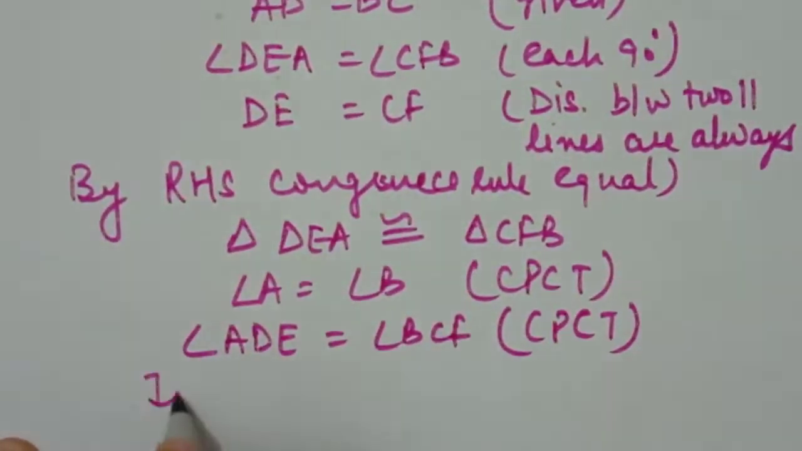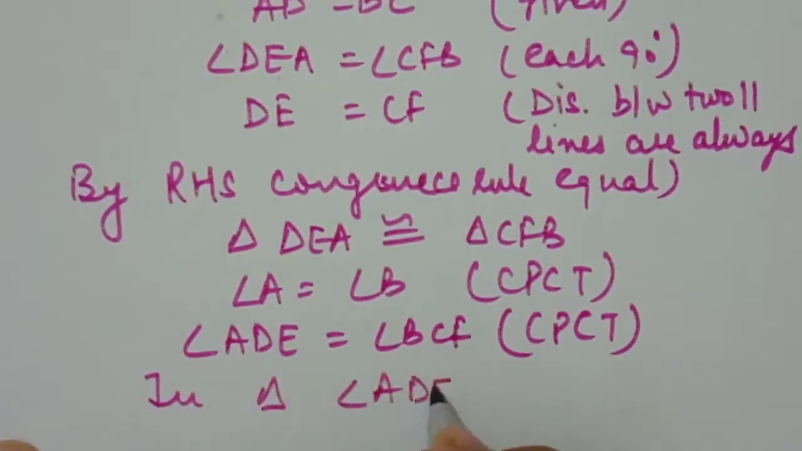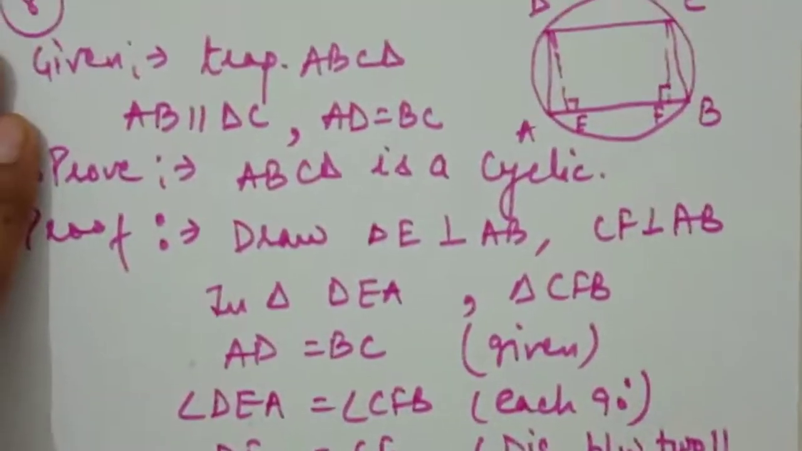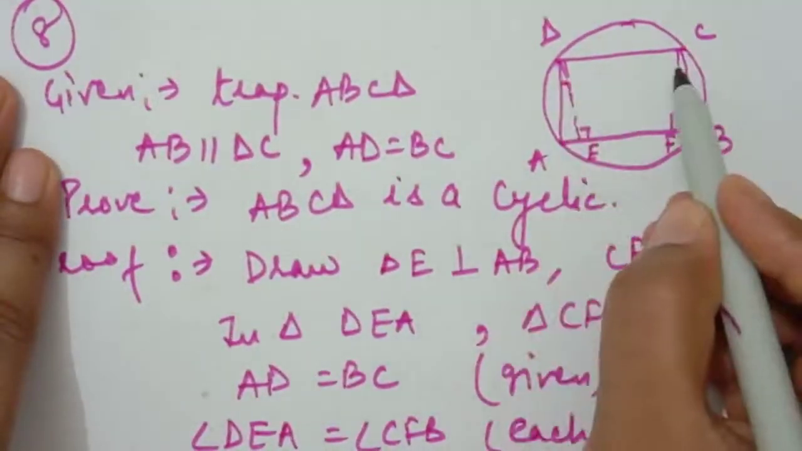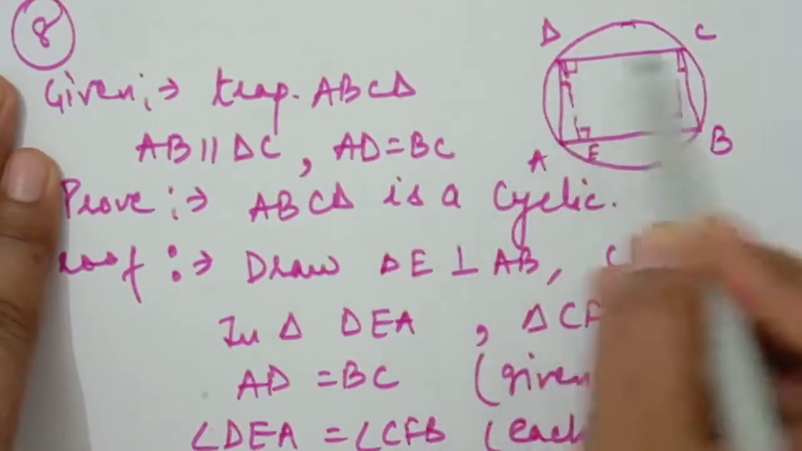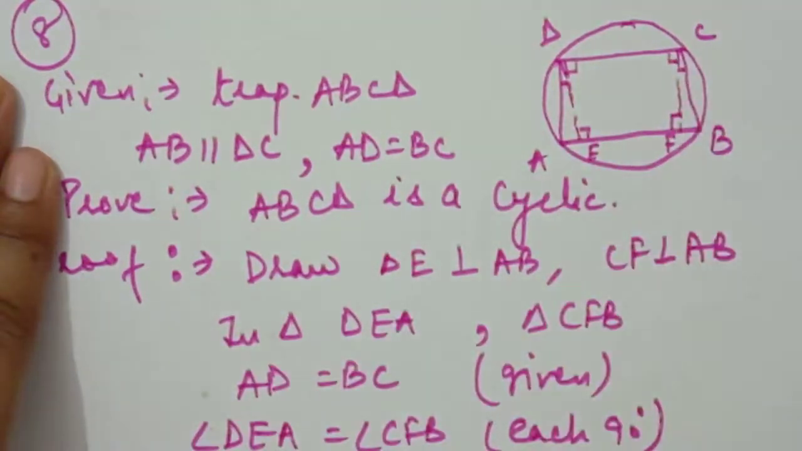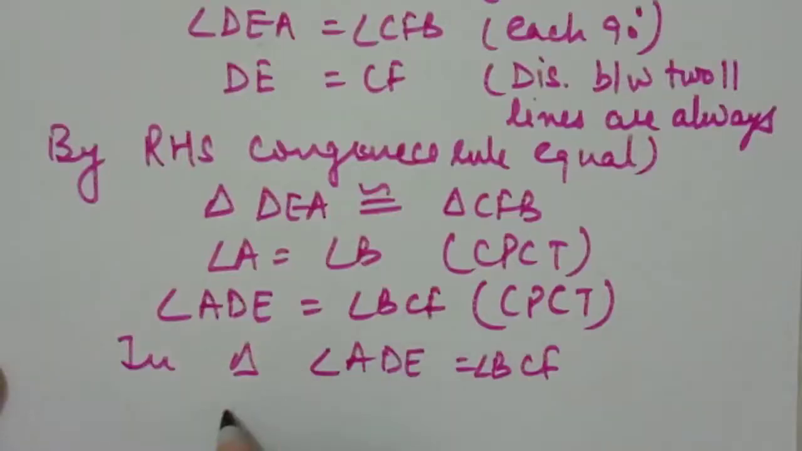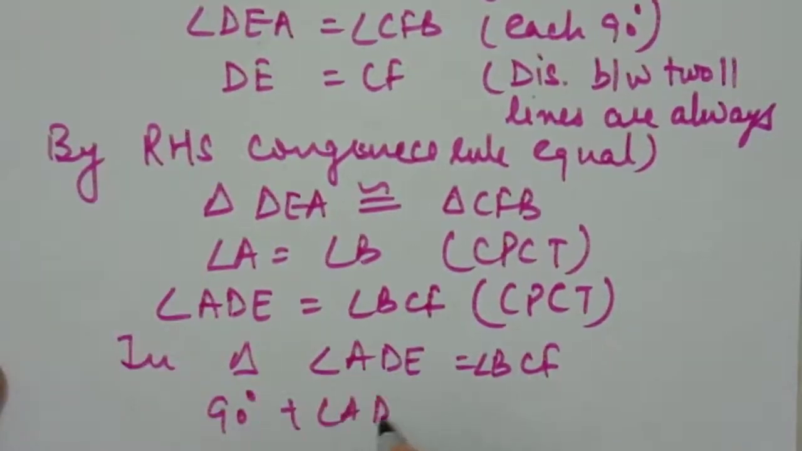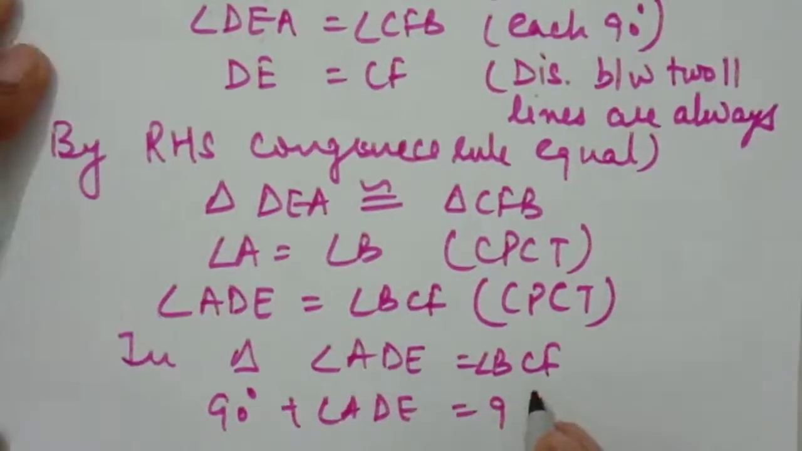in the small triangles, angle ADE is equal to angle BCF, we proved above. If we add 90 degrees on both sides, because when we draw a perpendicular in the diagram, these two small triangles are equal to each other, if we add this 90 degrees on both sides, then we will get the complete angle. So 90 degrees plus ADE is equal to 90 degrees plus angle BCF.